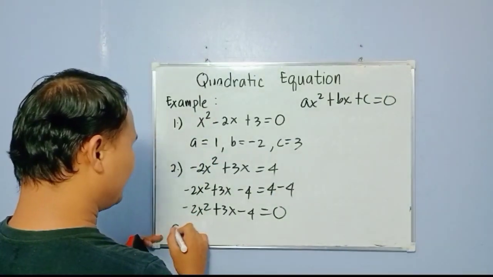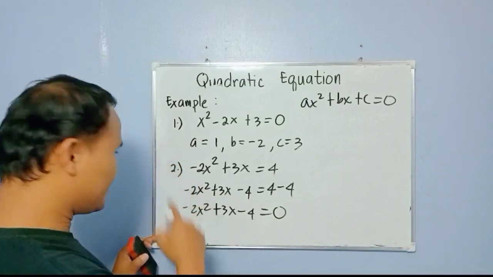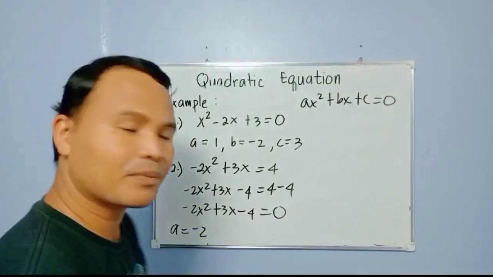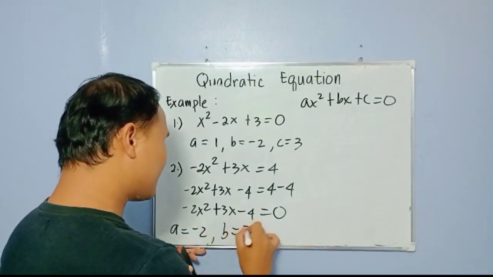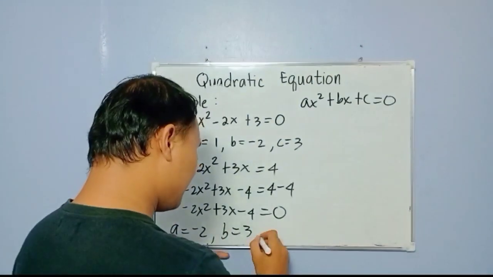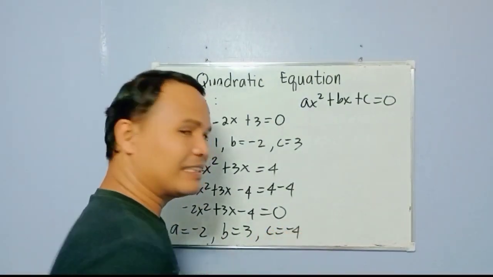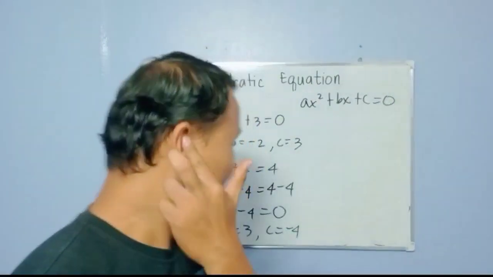So what is the value of a? The value of a in this equation is negative 2. The value of b is 3. And the value of c is equal to negative 4.